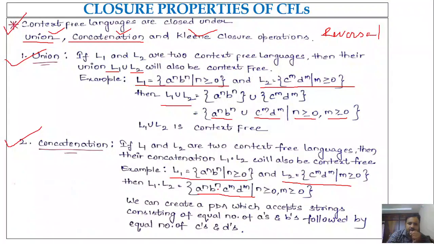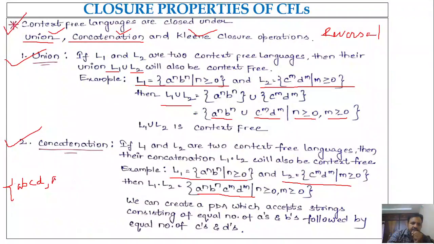So all the strings must have a number of A's followed by a number of B's. The number of A's and number of B's must be the same, followed by a number of C's, followed by a number of D's. The number of C's and number of D's must be the same, right? So let me write one string as A, B, C, D. So it is context free.